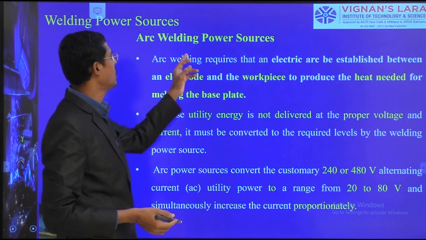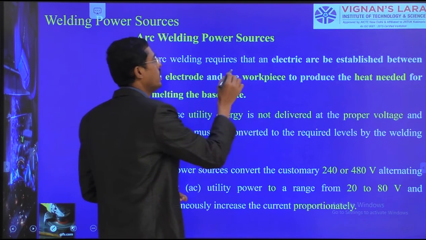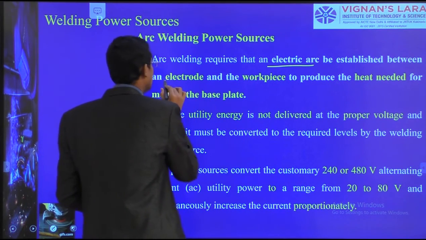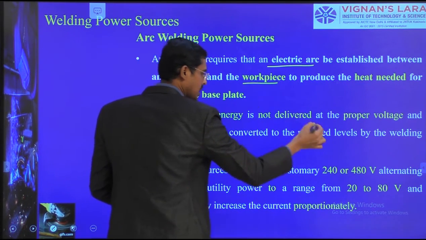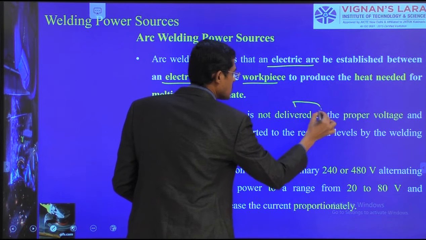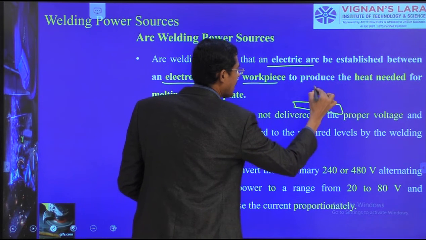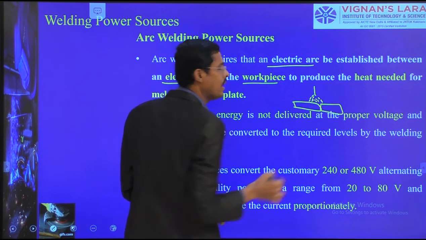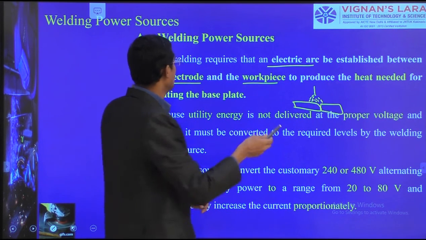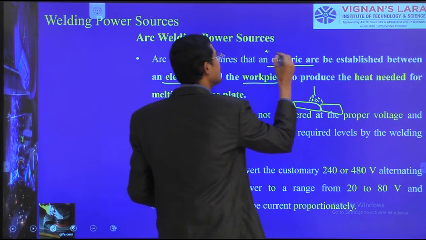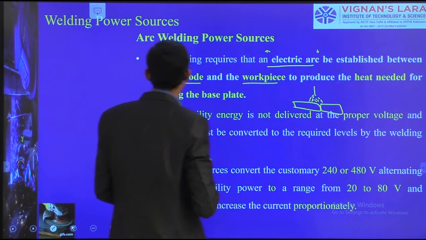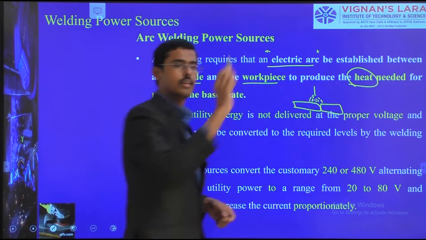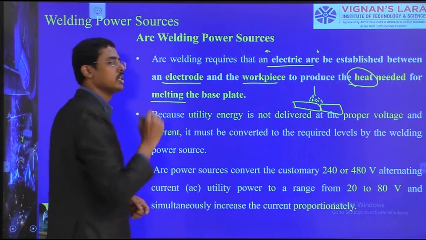See, the arc voltage power sources require that an electric arc be established between the electrode and the workpiece. That is what I told you. Here the workpiece is there, and the electrode is there. There should be an arc to melt and drop down. So the electric arc is established between the electrode and the workpiece to produce the heat needed for melting of the base material.